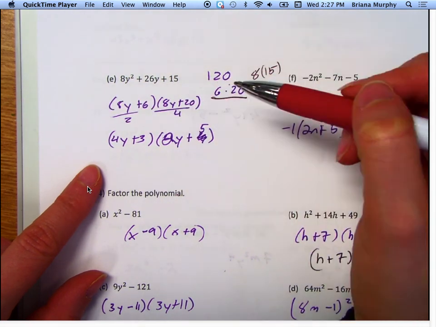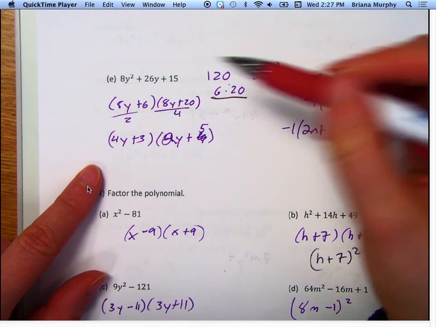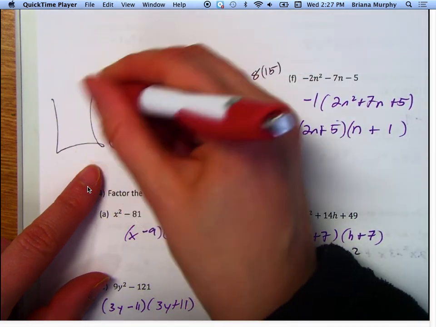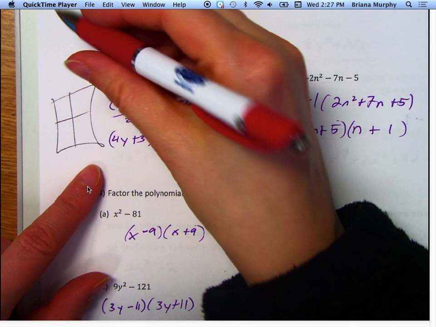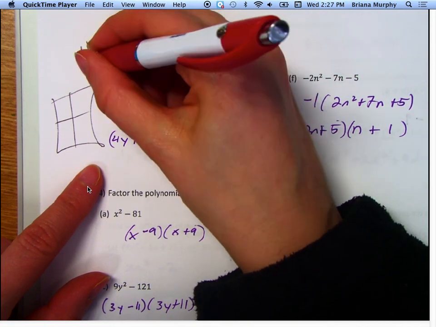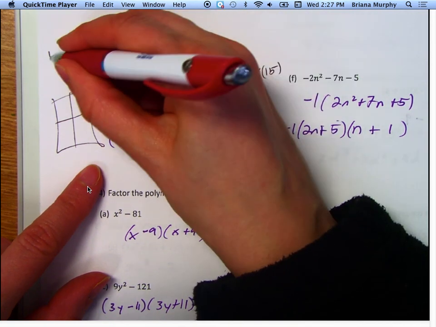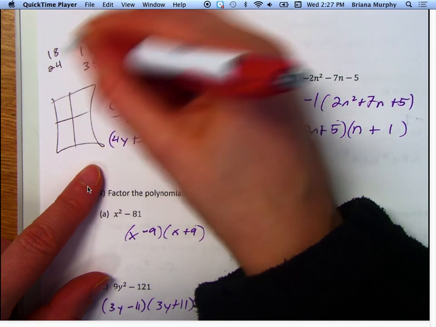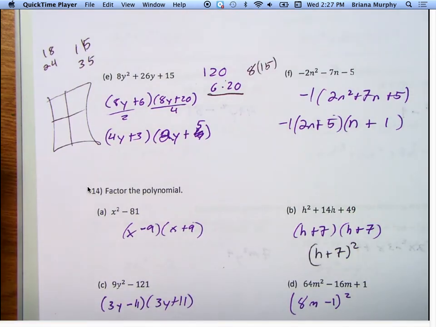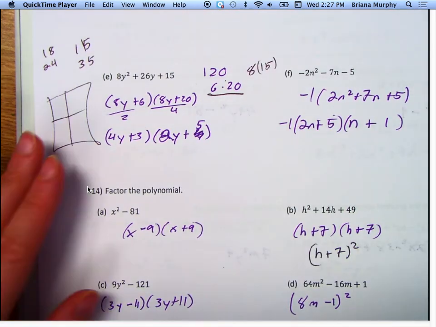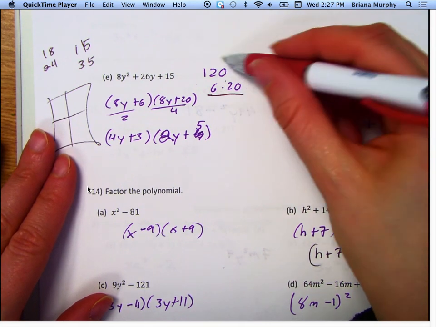What made you multiply 8 and 15? Because when I did my box, there are so many options. There's 1 and 15, there's 3 and 5, and then for 8, there's 1 and 8, there's 2 and 4. Which ones do I multiply by which? That was confusing. So my other way is to multiply them together, get 120.